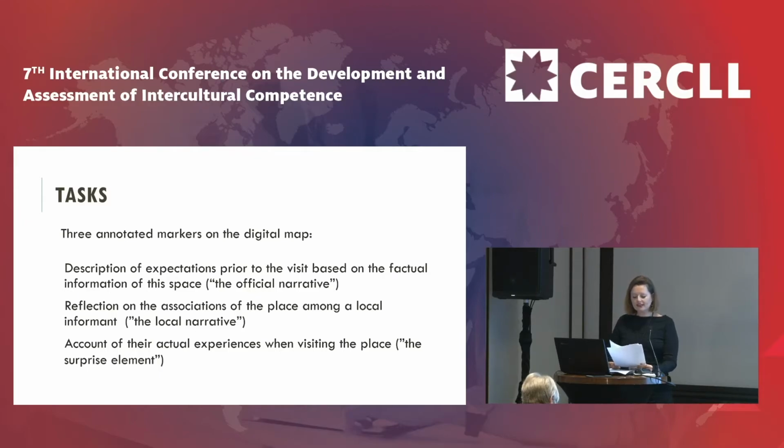2, a vignette that reflects the associations of the place among a local informant. In other words, what do your French friends think about the place? And 3, a vignette that gives an account of their actual experiences after having visited the place. In other words, in which ways did your actual experiences conflict with the official narrative and the perceptions of your local informants? Or more plainly, what surprised you?